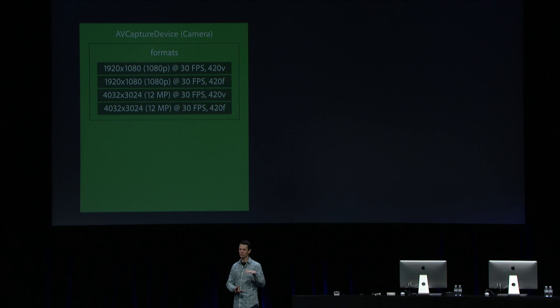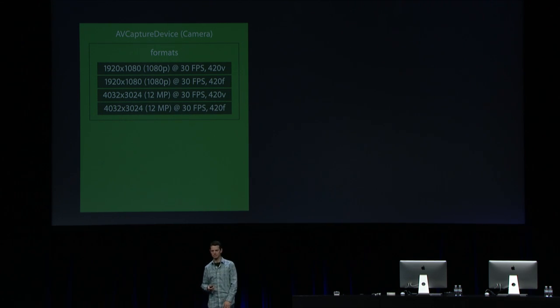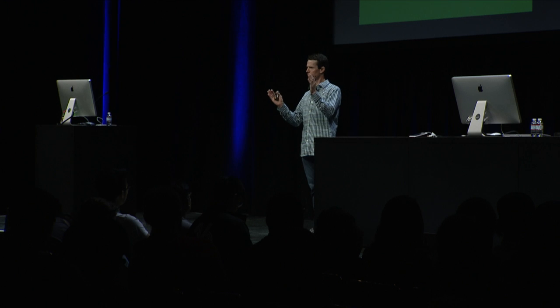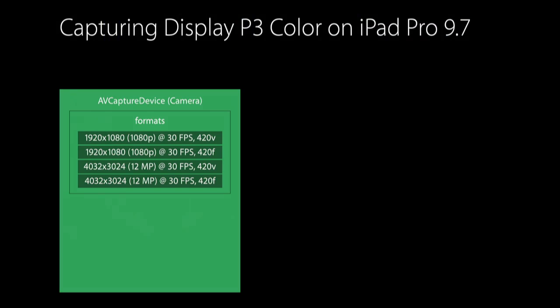They are objects themselves, and they represent the formats that the device can capture in. They come in pairs, as you see here. For each resolution and frame rate, there's a 420V version and a 420F. That stands for V for video range, 16 to 235, or F for full range, the 0 to 255.